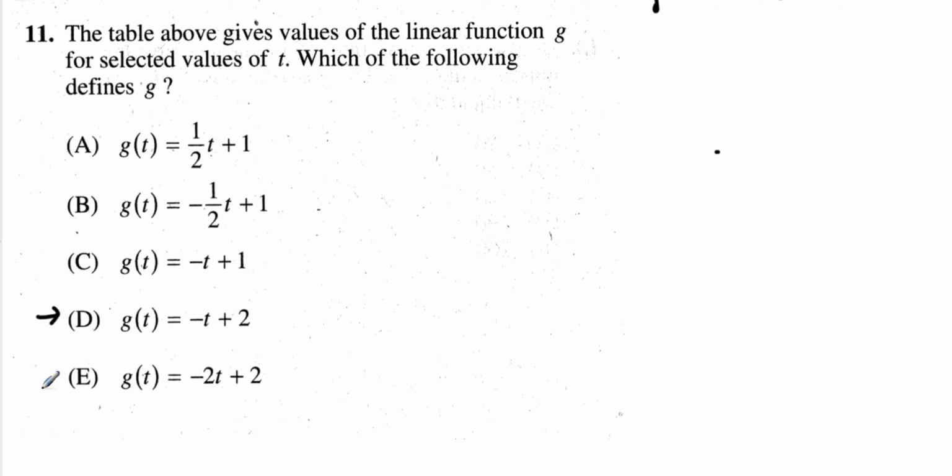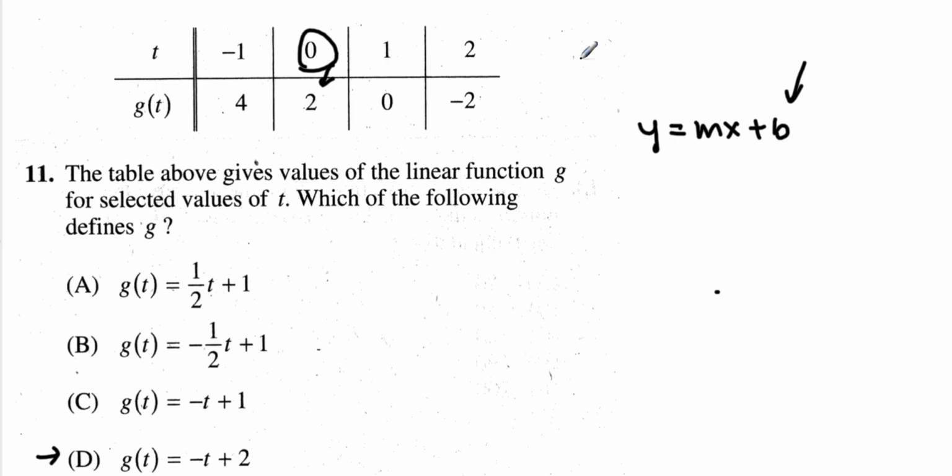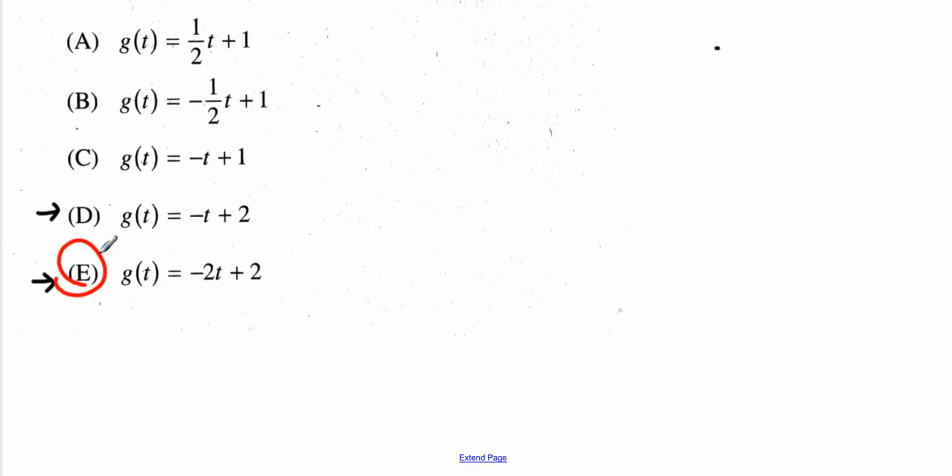Obviously, it will be one of these two. To find the slope, the slope is the ratio, meaning as t increases by 1, how much is y changing? It's subtracting 2 each time. So that means negative 2 must be the slope for that equation, which would be choice E, the answer.